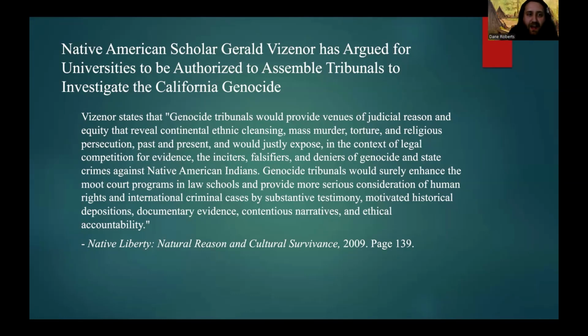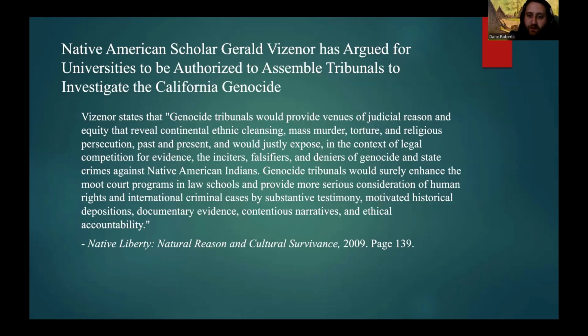Another notable legacy in the aftermath of the genocide of California's Native American peoples is that various Native American scholars, such as Gerald Vizenor, have argued for universities to be authorized to assemble tribunals to investigate the California genocide, with Vizenor himself stating that, quote, genocide tribunals would provide venues of judicial reason and equity that reveal continental ethnic cleansings, mass murder, torture, and religious persecution, past and present, and would justly expose, in the context of legal competition for evidence, the insiders, falsifiers, and deniers of genocide and state crimes against Native American Indians.